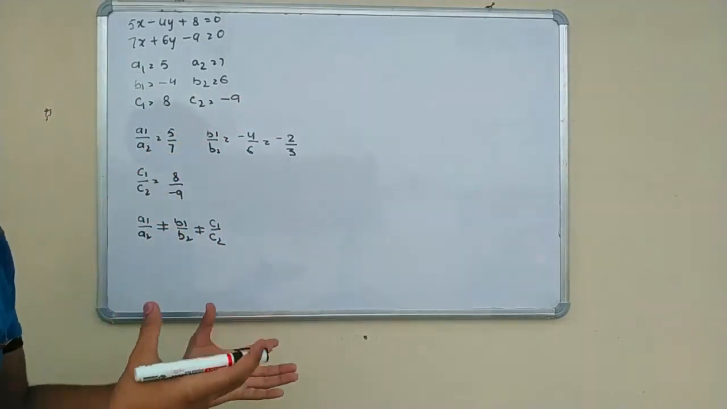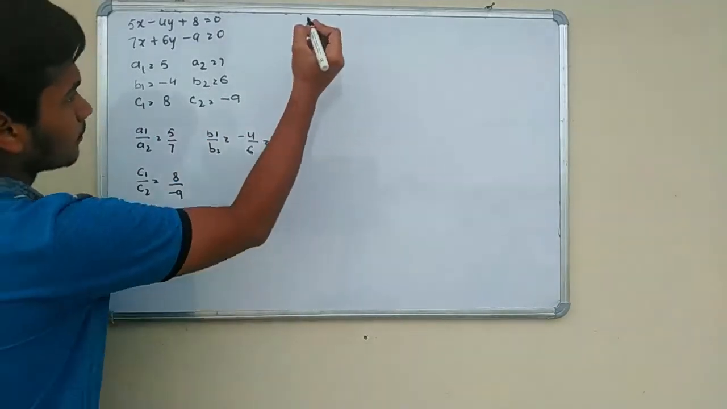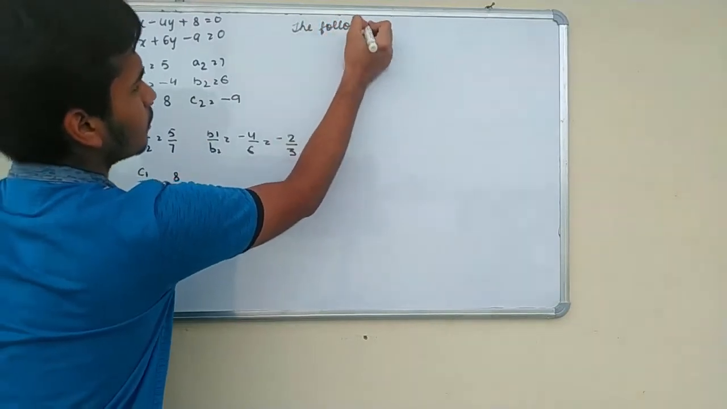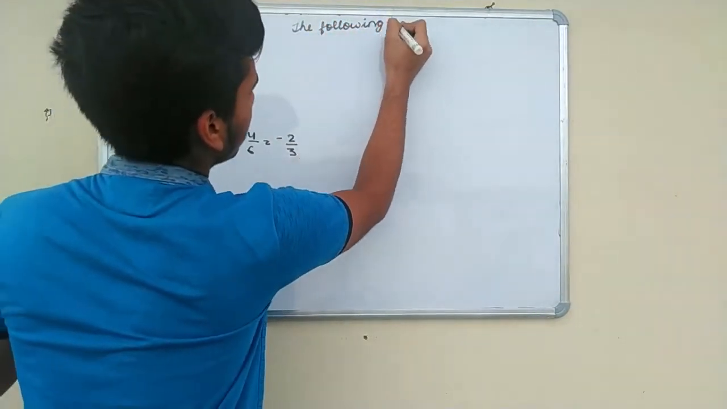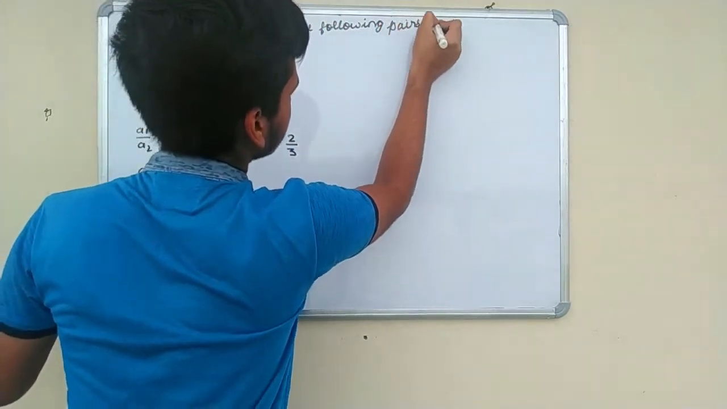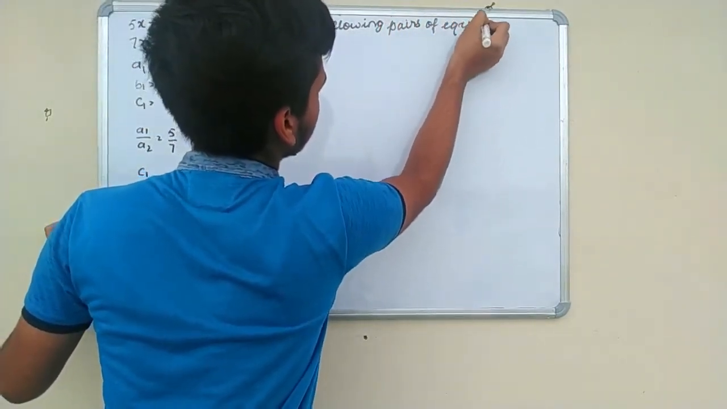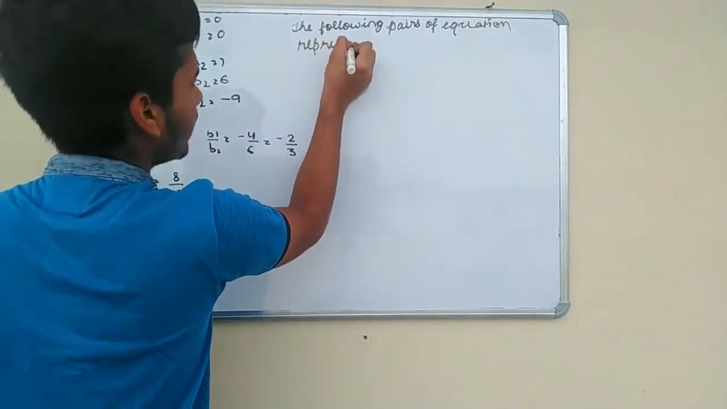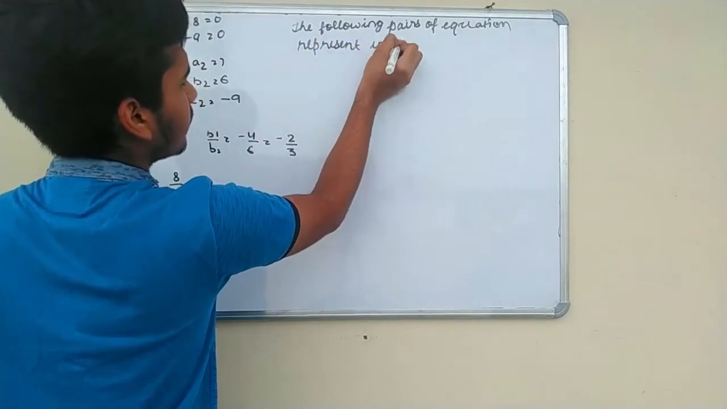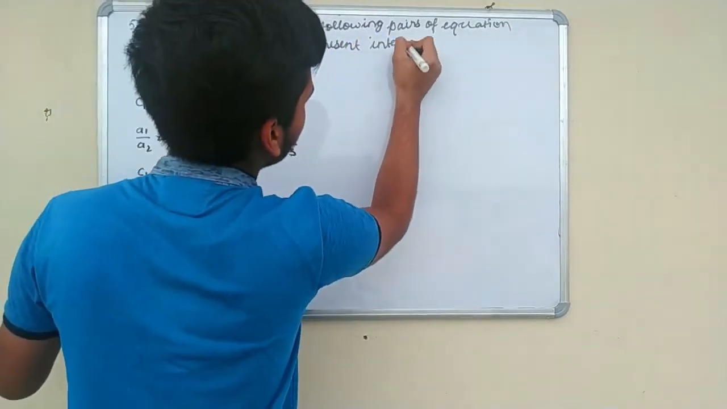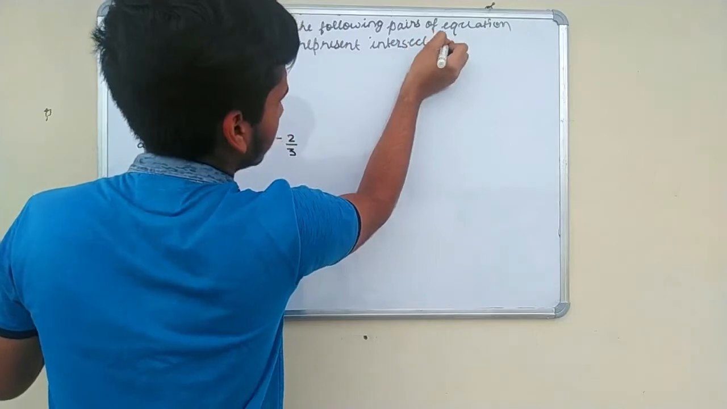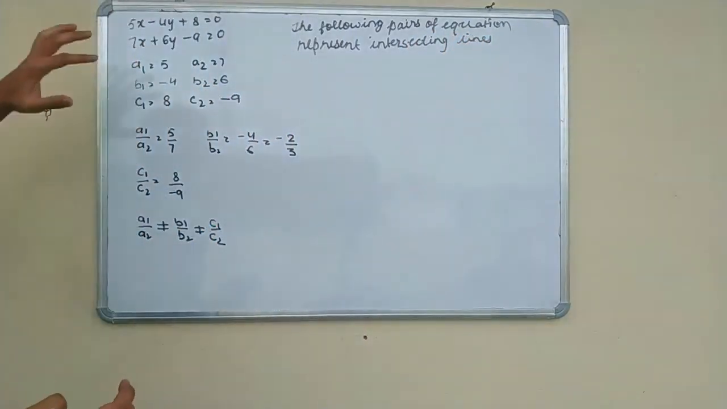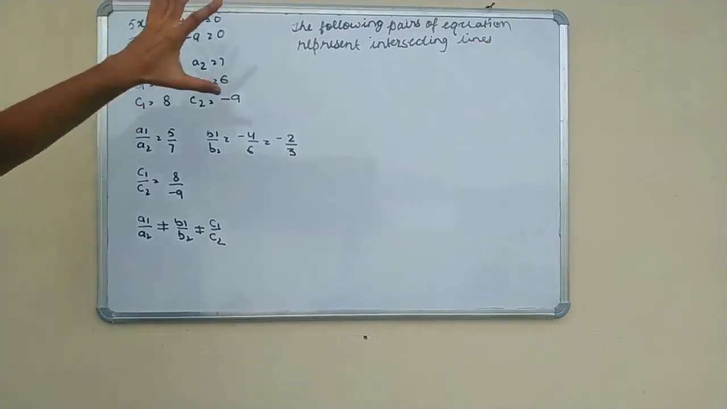So what we can conclude about this, that the following pair of equations represent intersecting lines. As we discussed ago, intersecting lines. So this pair of equations represents intersecting lines.